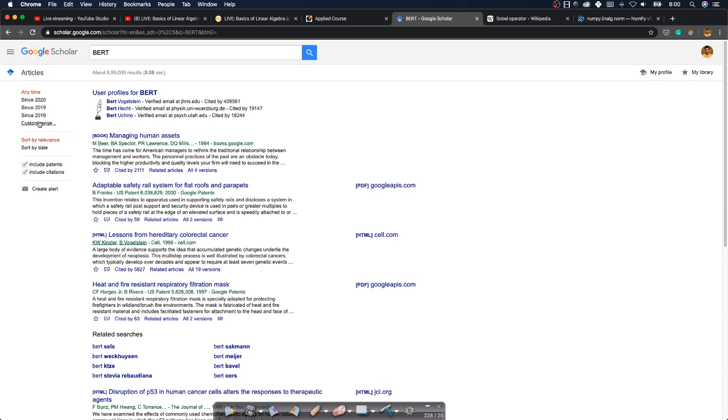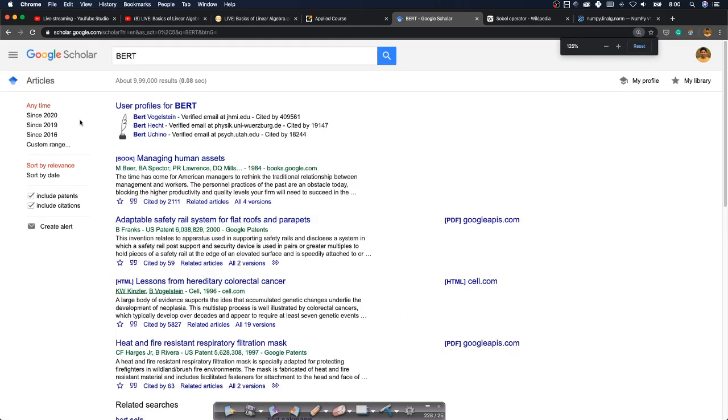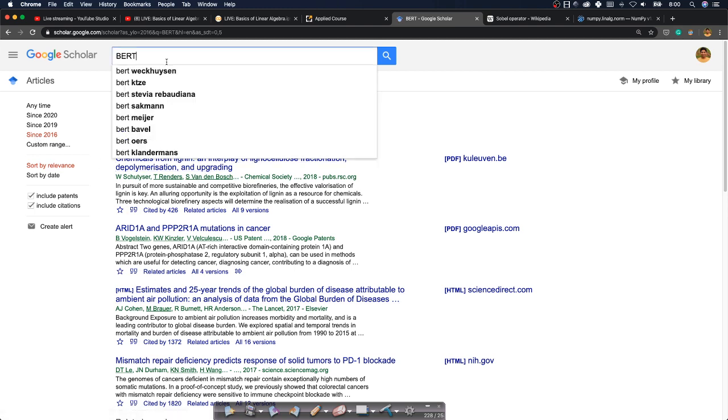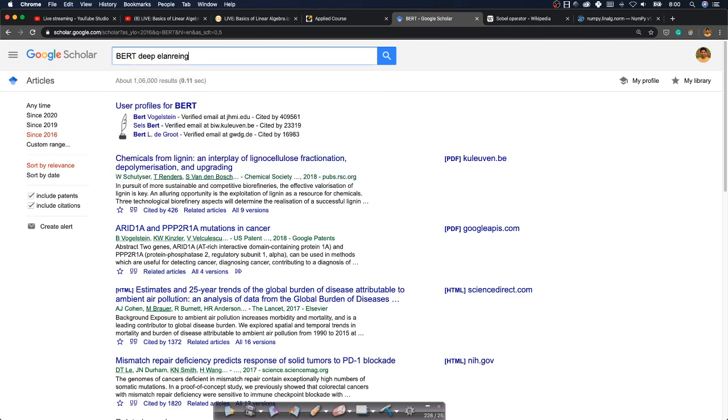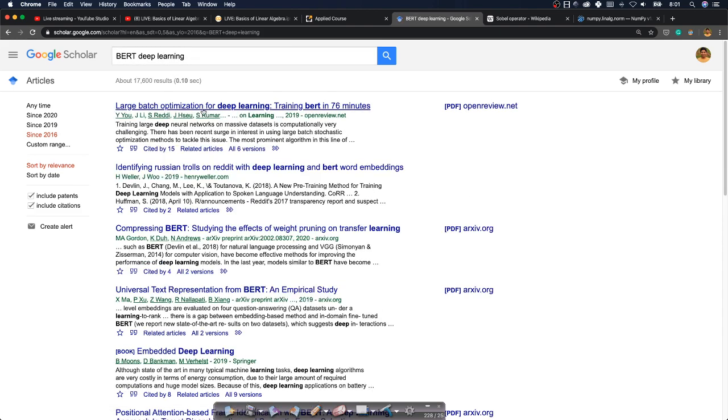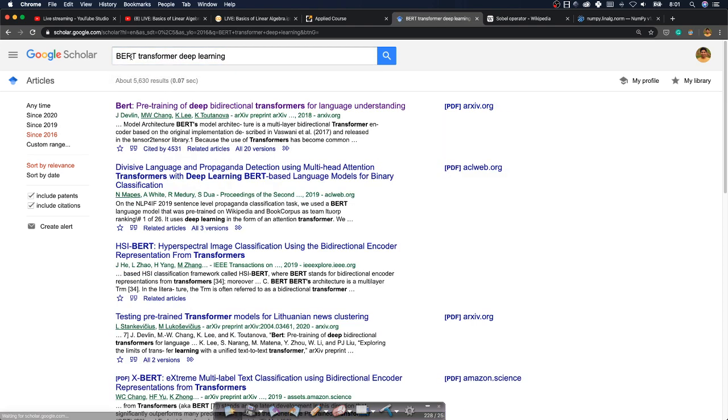Okay, so I can filter it. BERT, it's giving me multiple papers. If I say from 2016, it gives me all the papers. Again, this gives results from the whole of science, not necessarily deep learning, machine learning, etc. So deep learning. Okay, so this is whole of science. BERT deep learning from 2016, I get a bunch of papers. But why am I getting large batch optimization? BERT transformer. I think the keywords are messed up. Okay, so yes, this is the paper.